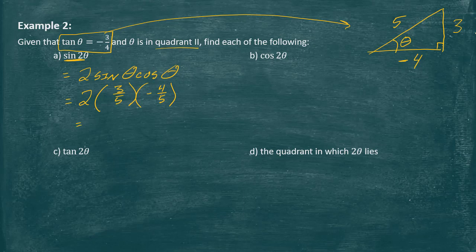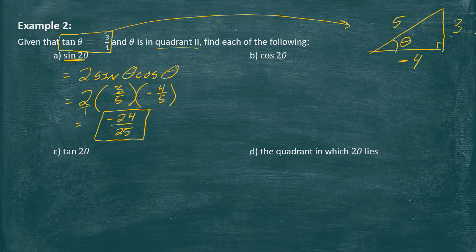And if I multiply these three things together, 2 times 3 would give me 6, times a negative 4 would give me a negative 24. And then on the bottom you can picture the 2 as really being over a 1. I've got a 1 times a 5 times a 5, which would turn into 25. So the sine of the angle that would be twice as big as whatever this original theta is would come back as a ratio of negative 24/25.